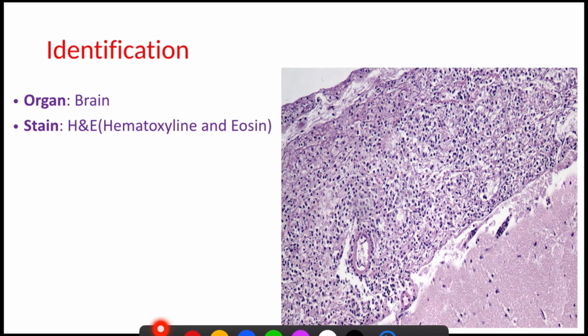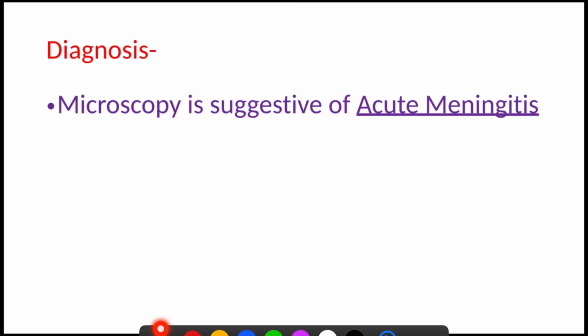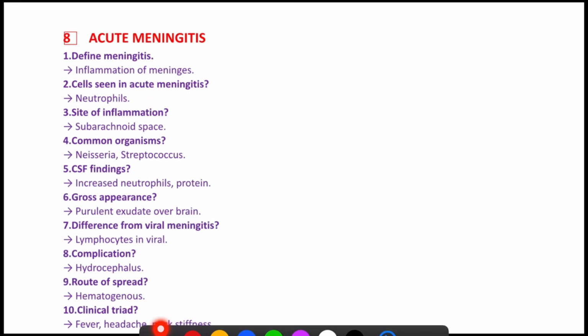So this is the section of brain, H&E stain. Neutrophils are seen in the subarachnoid space, congested meningeal vessels, some fibrinoid exudate, and here you can identify edema. So these are microscopic features suggestive of acute meningitis. Some important questions related to acute meningitis, you go through this for viva.